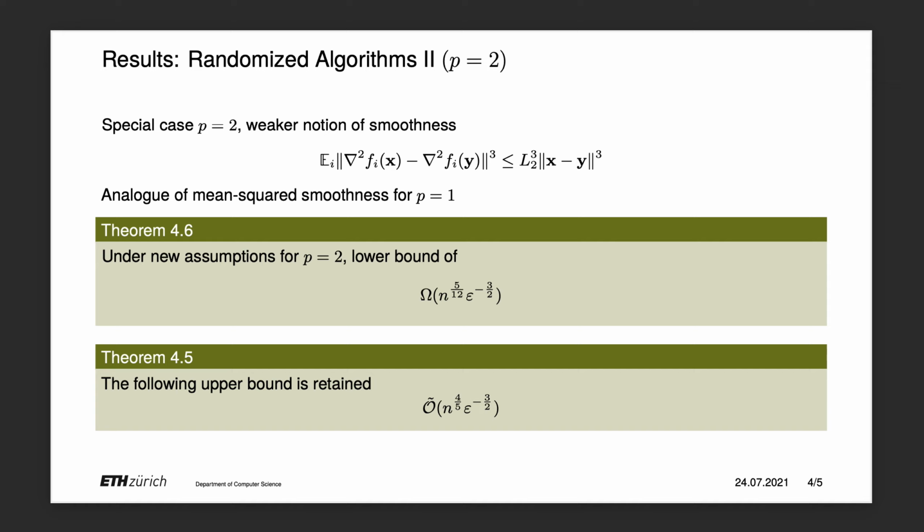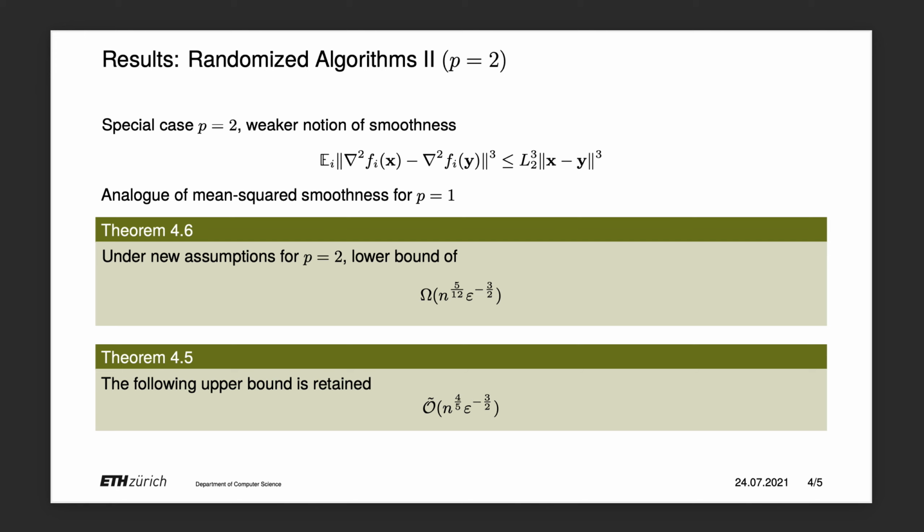Motivated by this, we propose an analogous second-order smoothness assumption. We assume that when picking a function uniformly at random, the third moment is Lipschitz continuous in expectation. Under this new assumption, we show that the SVRC algorithm retains its convergence guarantees while we can prove a sharper lower bound.